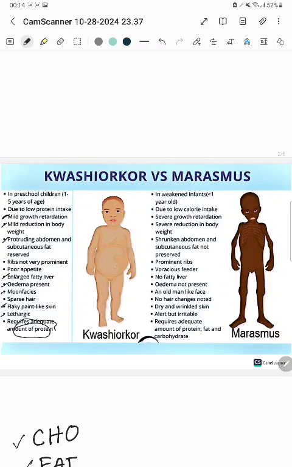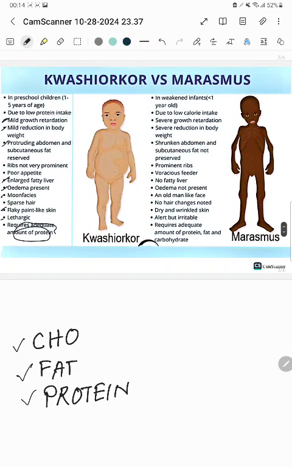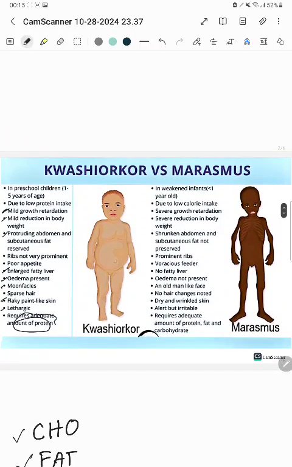Now here there is another condition, marasmus. In this situation all the components, including carbohydrate, fat and protein, are not sufficient or up to the mark. So this boy will develop calorie deficiency. Overall he will develop severe growth retardation and severe reduction in body weight.